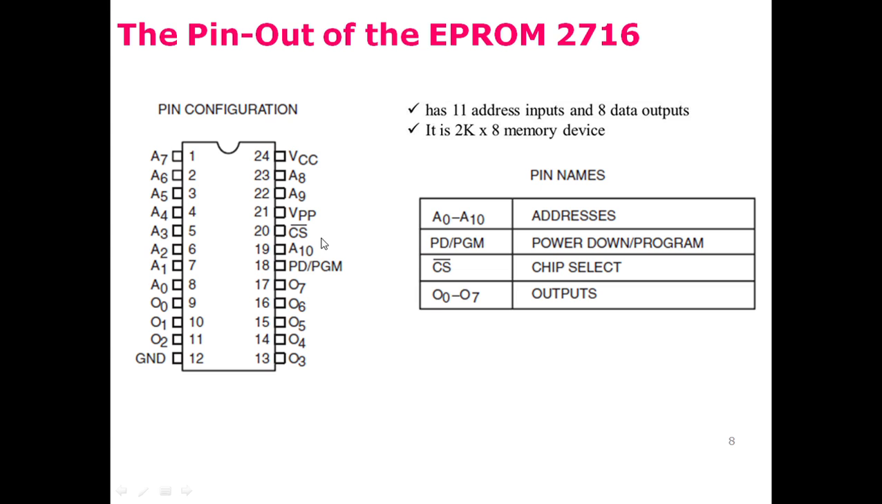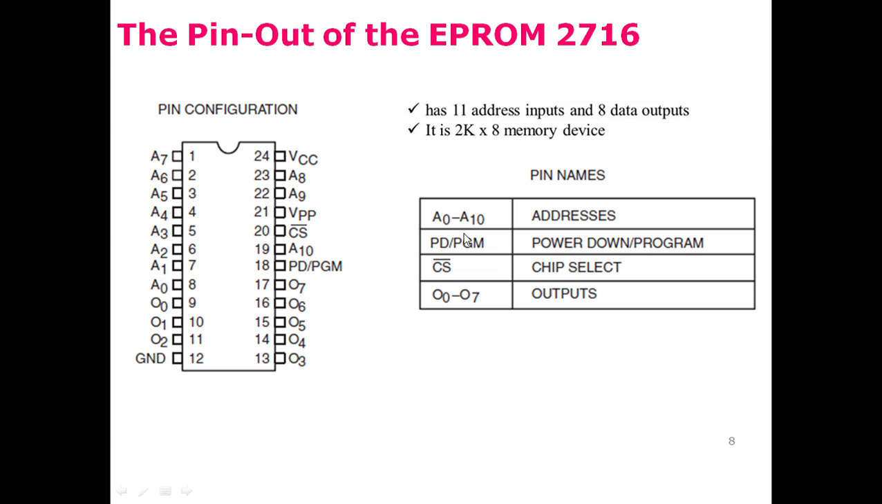So this chip has 11 address inputs and 8 data outputs. And that means that the organization of this memory is 2 kilo cross 8. 2 kilo is the number of addressable locations inside this memory chip, and 8 is the capacity of each location. So 8-bit data can be stored at each location. So to address 2 kilo locations, we need 11 address inputs.